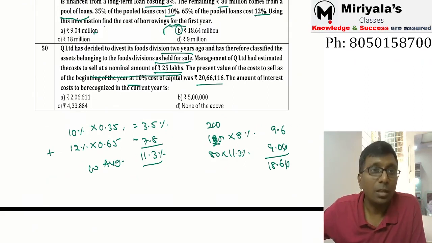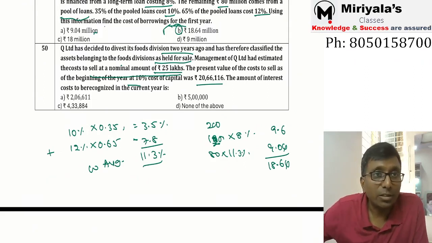Yes. Read it once again, you will get it. Q Limited has decided to divest. Fine, not a problem. Management of Q has estimated the cost to sell at a nominal amount of 12.5 lakh rupees, of 25 lakh rupees. Present value at the beginning of the year at 10% cost of capital is 20 lakh rupees 66,000. The amount of interest that should be recognized in the current year.